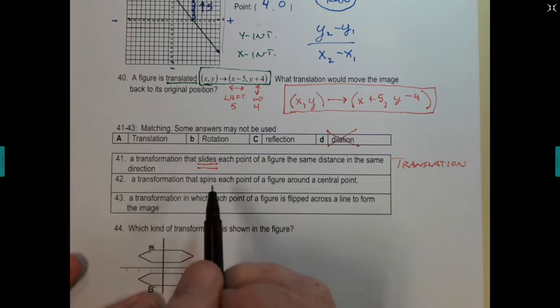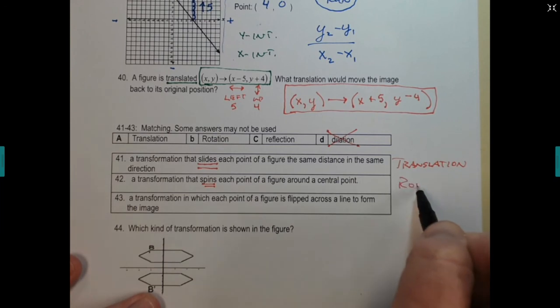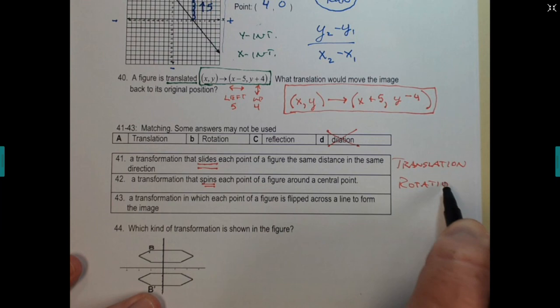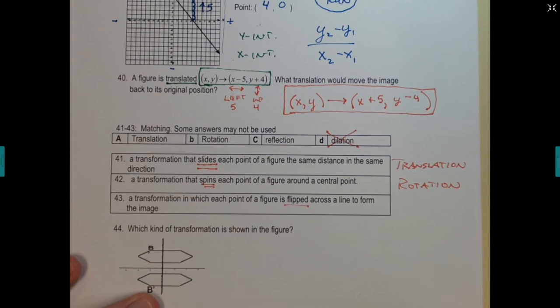A transformation that spins. Which one of these spins? Rotation. I knew you knew these. You're so smart. And which one of these is going to flip items across a line? A reflection. There you go. We're crushing it.